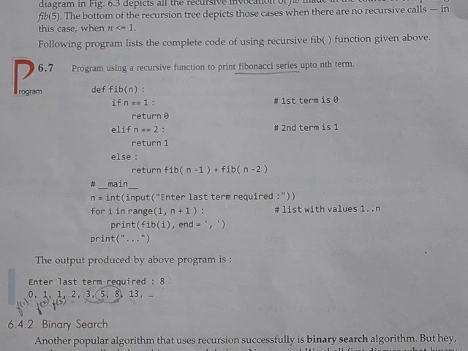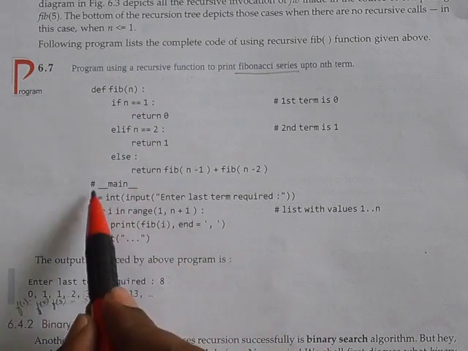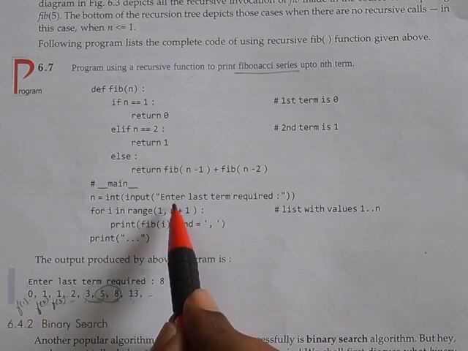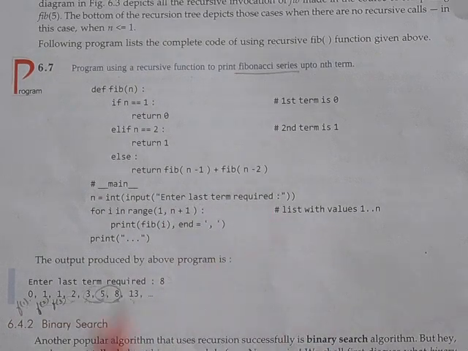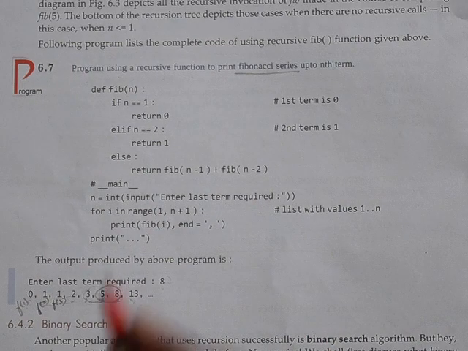Got it? Okay. So now always come straight to the main function. Then "enter last term required" will be printed. You have to give a keyboard input. For example, I am giving 8.